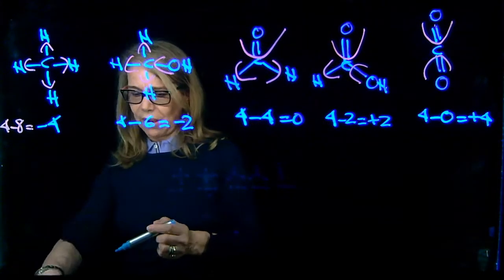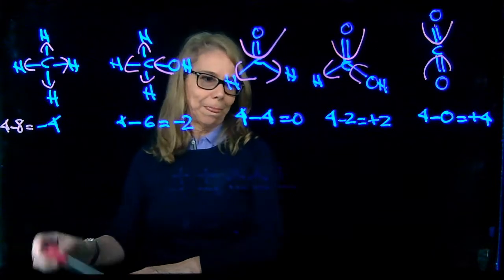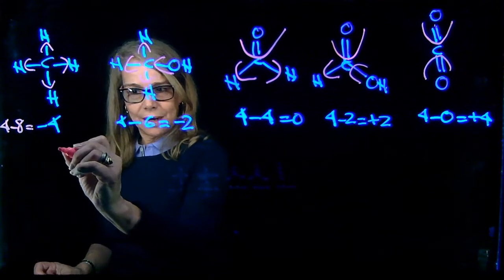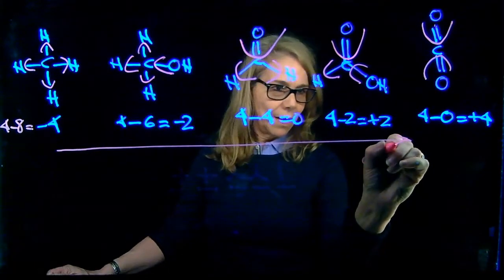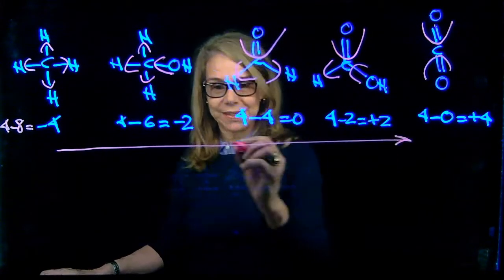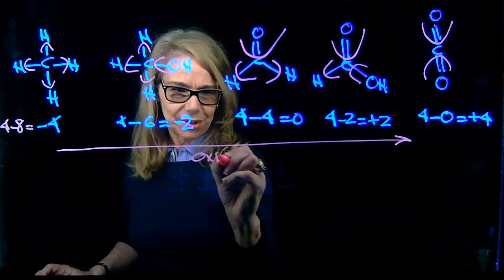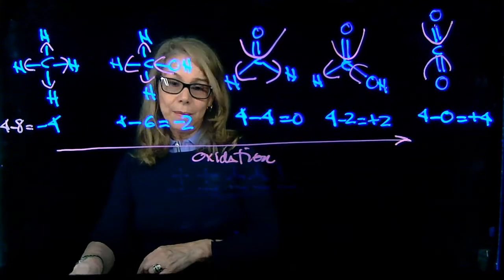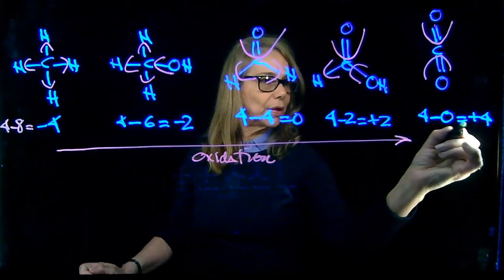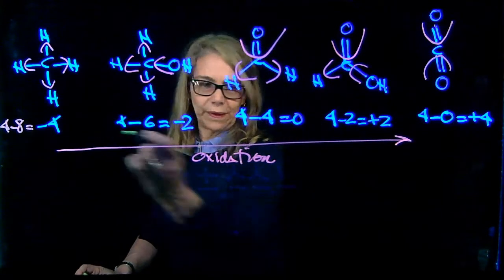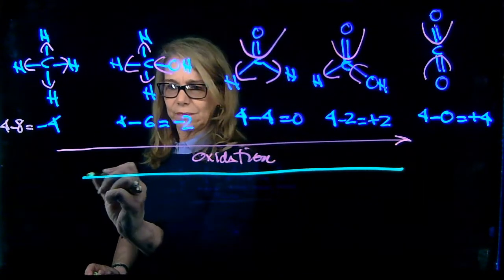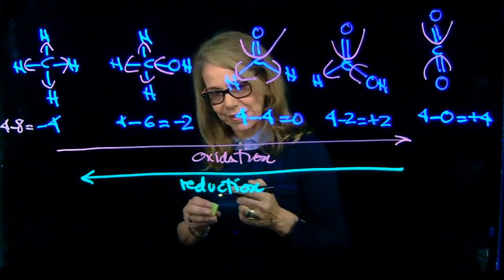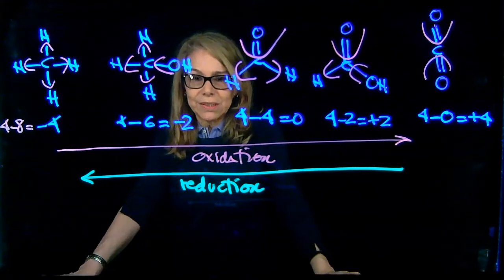And we said now, analyzing the series, that if we go from, say, left to right, oxidation numbers are increasing. So this is oxidation from left to right. Notice the numbers. But if I go from here, +4, over there, this is a reduction. Oxidation numbers are decreasing.